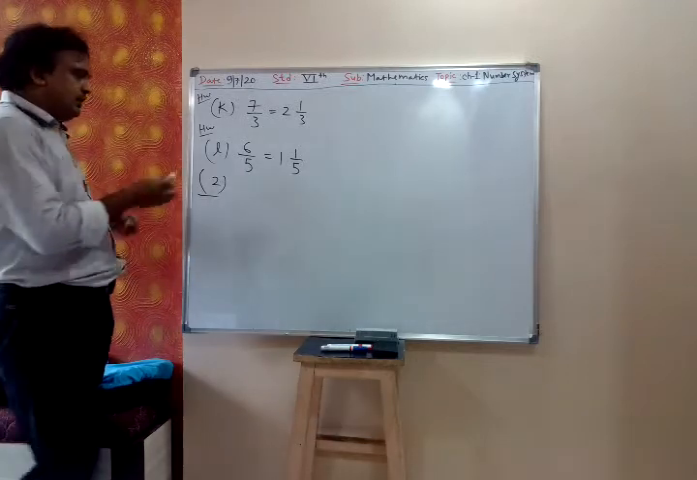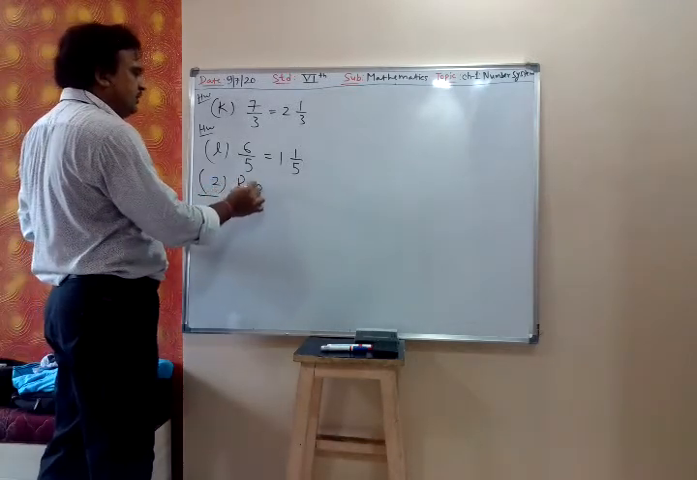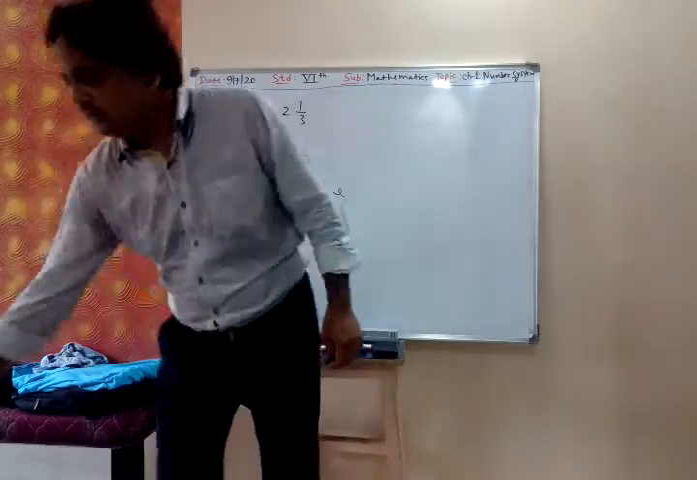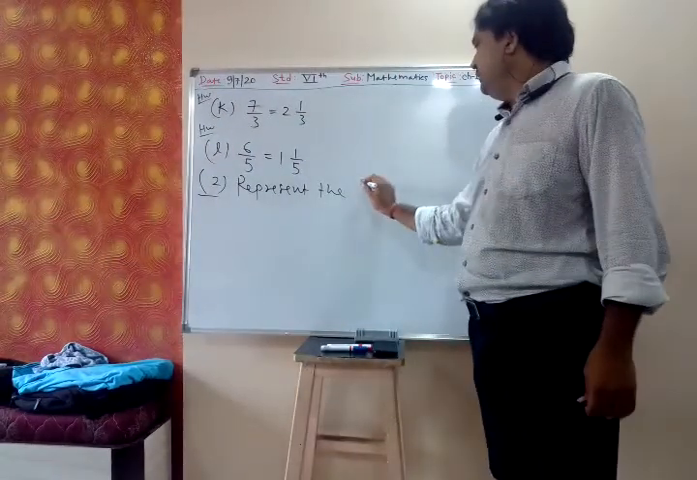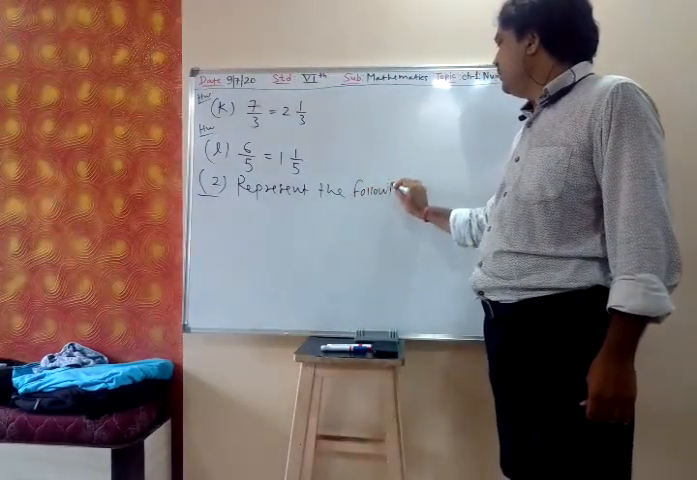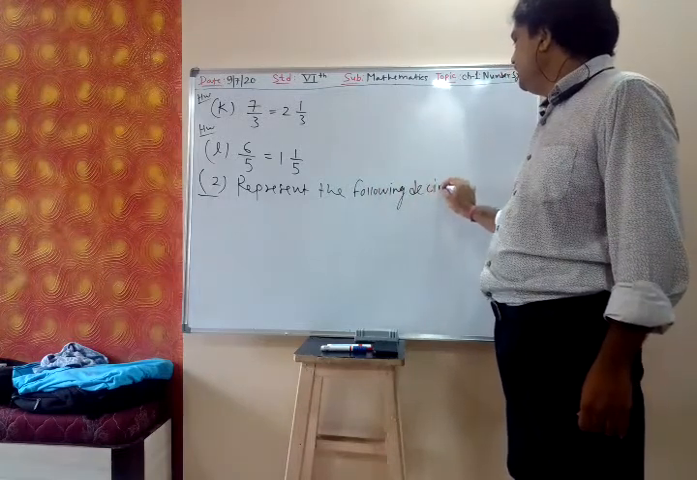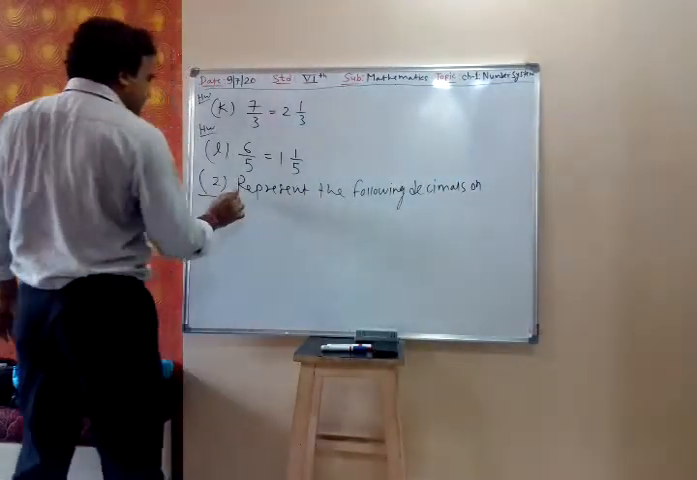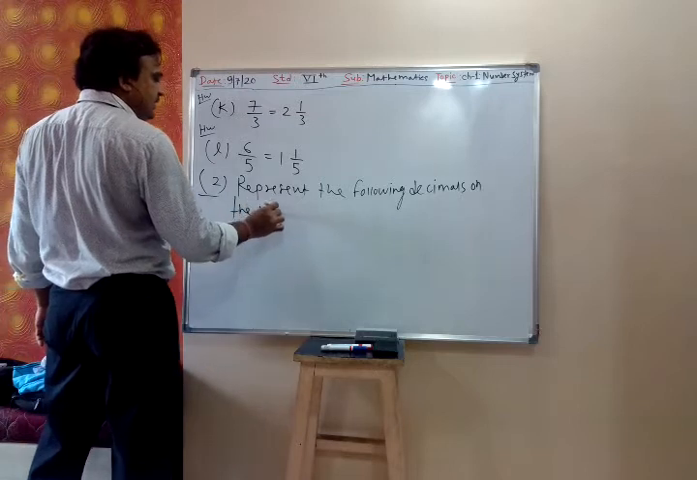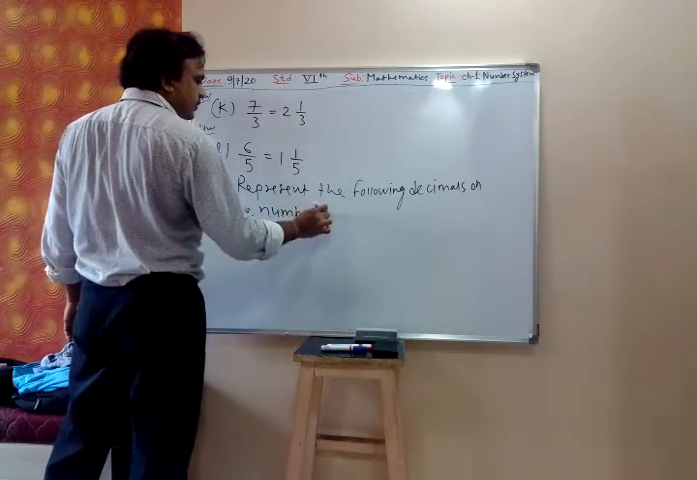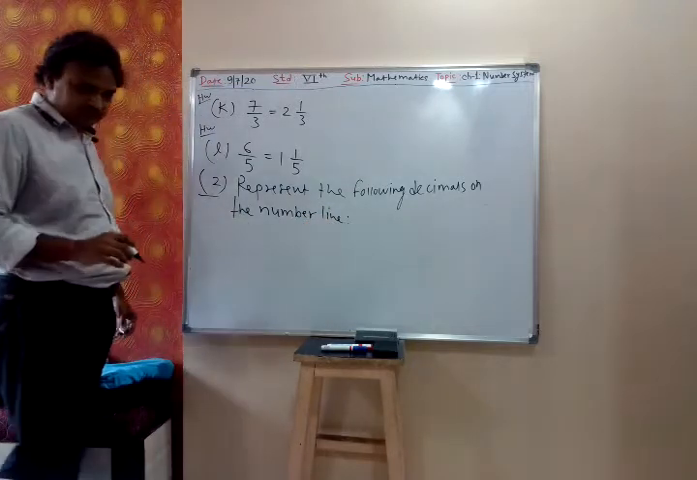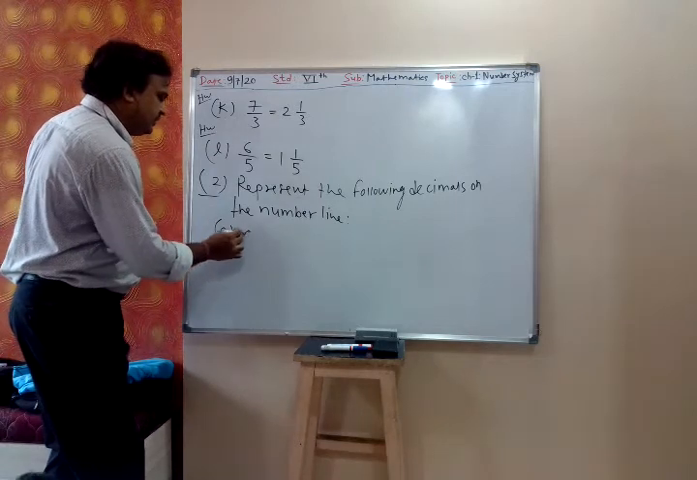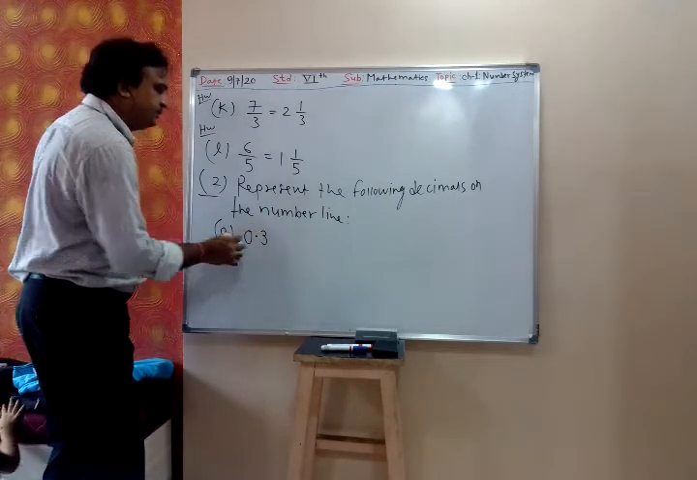Now second, represent the following decimals on the number line. First it is 0.3.